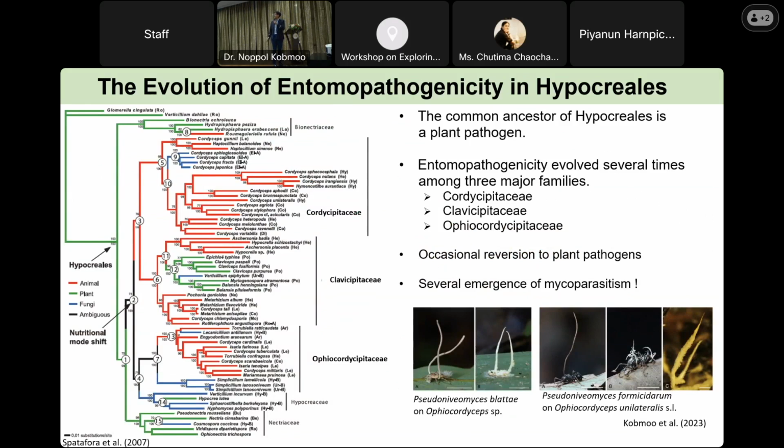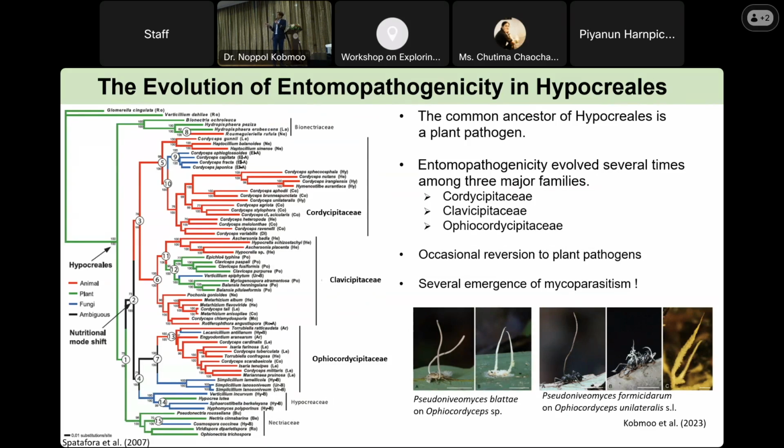In the order Hypocreales, actually, they are not all pathogens of insects. This order contains many species of pathogens associated with many groups of organisms. But their ancestor was inferred to be a pathogen of plants, and then entomopathogenicity evolved multiple times in three major families called Cordycipitaceae, Clavicipitaceae, and Ophiocordycipitaceae, represented here with the red branches. But we also observe occasional reversion to becoming plant pathogens again in some groups.